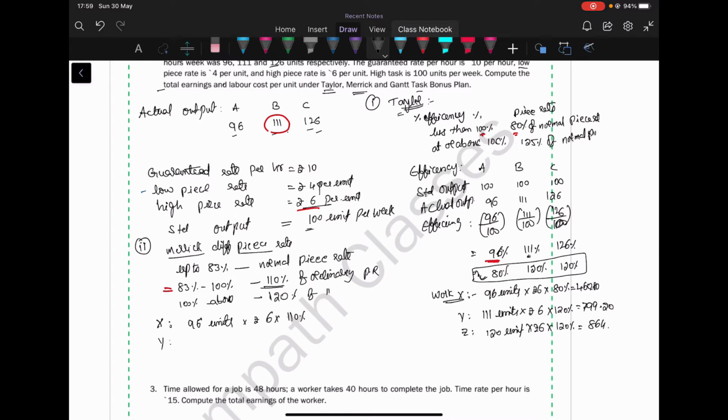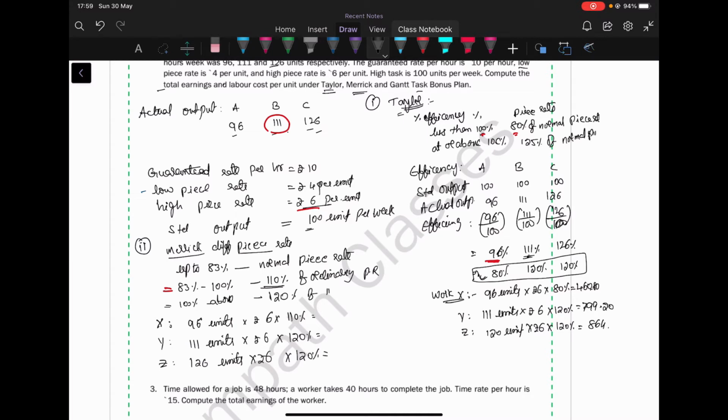For Y also we will check. His efficiency is 111, in the sense he will come under 100 and above. So 111 units he produced. Rate per unit is 6 rupees and 120% of his wage rate. And for Z, 126 units he produced, and the rate per unit is 6 rupees and 120% he will be getting paid.